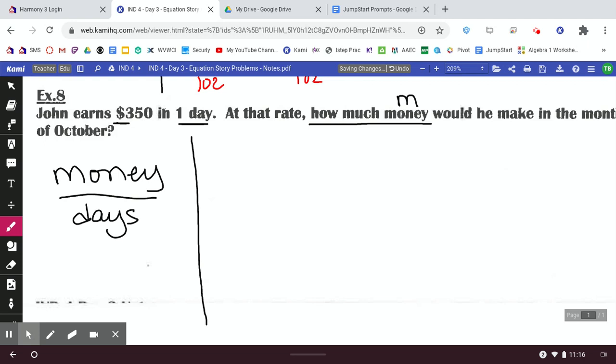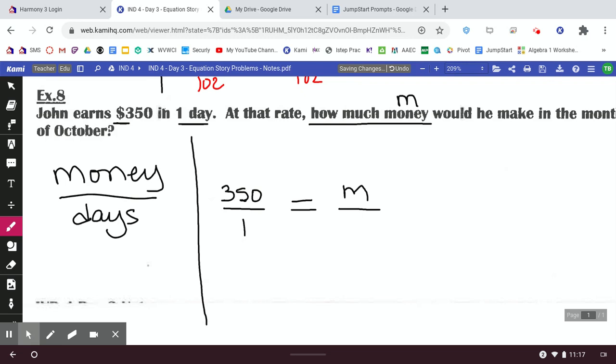And now we know it's going to be an equals, because we want to know at that same rate. And because it's a rate problem, we know we're going to have 2 proportions. So let's look at the first half of the information we have. He earns $350, or money. So that's $350 in one day. And then it wants to know how much money. Well, that's the unknown, and that's the M, and our money goes on top. So on the other side, our unknown is going to go on top.